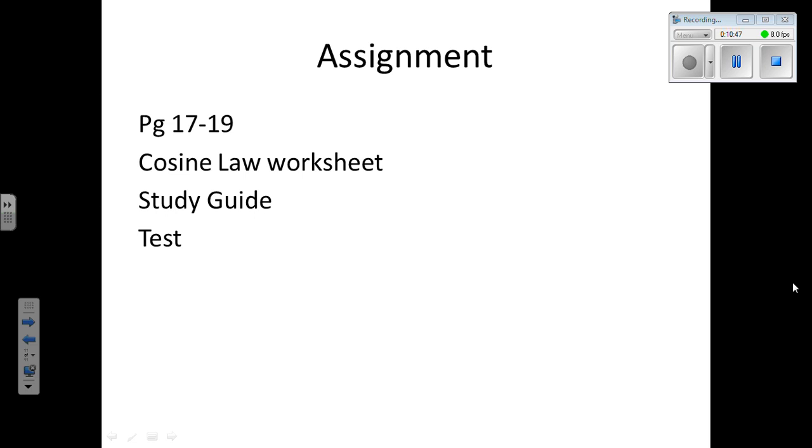Your assignment today is to do pages 17 to 19. Then I have a cosine law worksheet for you. Then there's a study guide, and we're going to do a test. Since we're running out of time before spring break, I'd like to get the test in, and then we'll pick up the unit when we return from spring break. Have a good day.